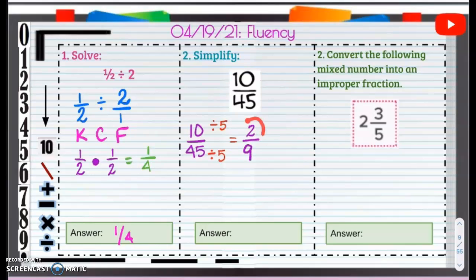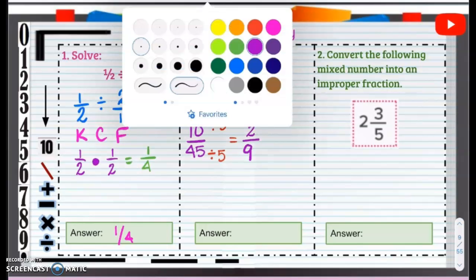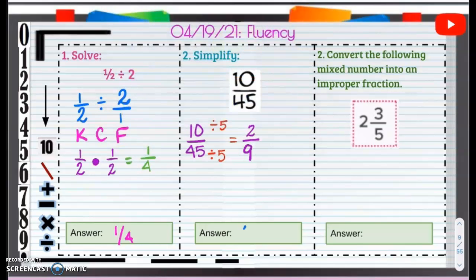Now, can I divide this anymore? No. I know that a 2 can go into a 2, but I know that 2 cannot go into 9 because that's odd. And no other number can go into both of them besides a 1. So our answer is just going to be 2/9. Also, if you put this into a calculator, 10 divided by 45, you will get the same answer as when you do 2 divided by 9. Try it out.